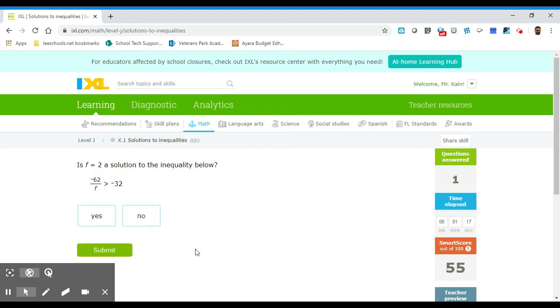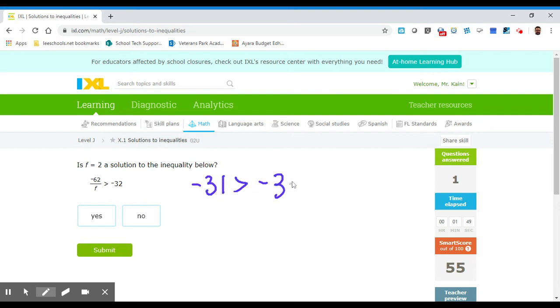Let's jump up a level. So the next level, you have to actually plug it in and solve it and see if it's true or false. So is it a solution, yes or no? If I put a 2 right here and I solve it, it's the same thing as negative 62 divided by 2. And what is negative 62 divided by 2? It's negative 31, right? So in our number sentence, we have negative 31 greater than negative 32. Is negative 31 closer to 0 than negative 32? It is. So this is a solution to that inequality.